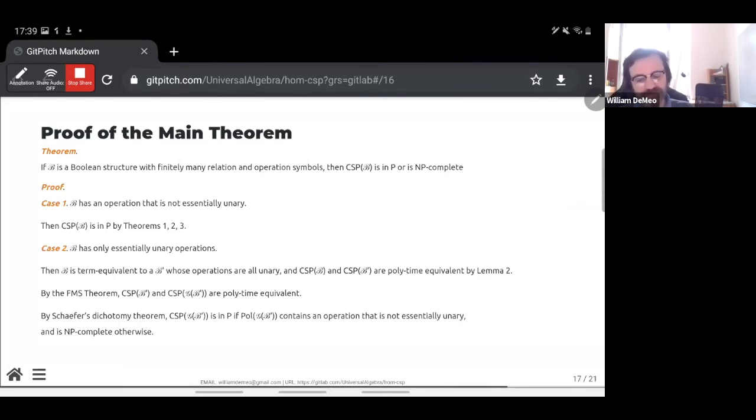the polymorphism clone of the graph of B prime contains an operation that's not essentially unary, and otherwise it's NP complete. Okay, so finally, the polymorphism clone of the graph of B prime and the polymorphism clone of the graph of B are the same, and that yields the final result.